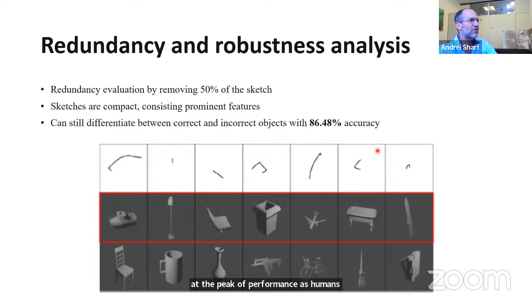We also did some kind of robustness analysis by removing some part of the sketches, and we see that the accuracy overall stayed high, meaning that compact sketches are quite expressive. They're good enough. So even if you cut 50% of a sketch, you still hold some information. So it means that we could also reduce the task of drawing sketches further and still get a good embedding.